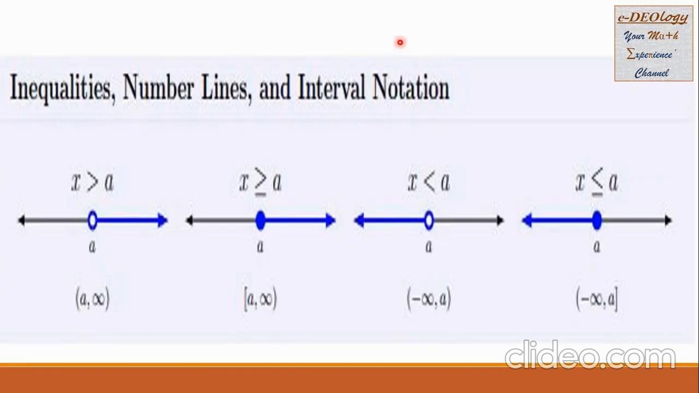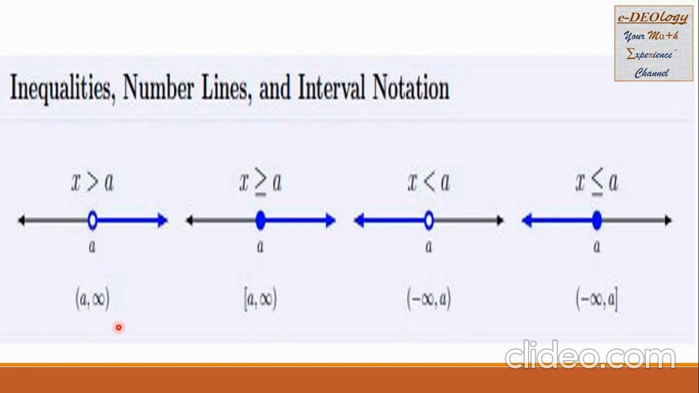This is the general form of inequalities with its corresponding number lines and corresponding interval notation. We have here 4 types. This is the first, this is the second, the third, and the fourth. On the first, we have here x is greater than a number a. So on the number line, we identified first the a, and then all numbers that are greater than a are going to the right side of the number line after the a.